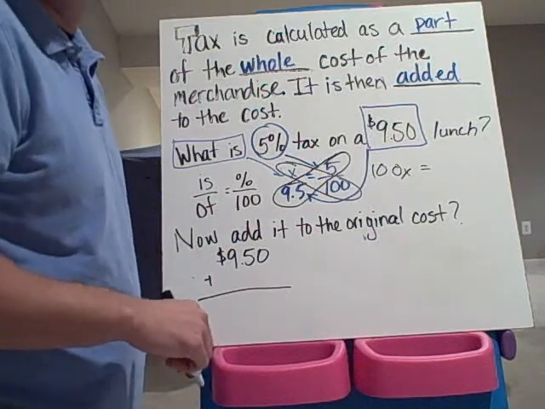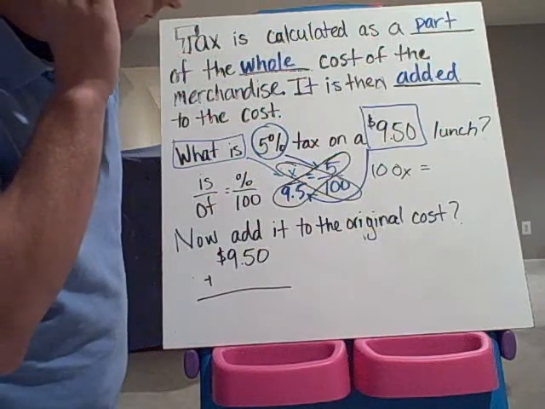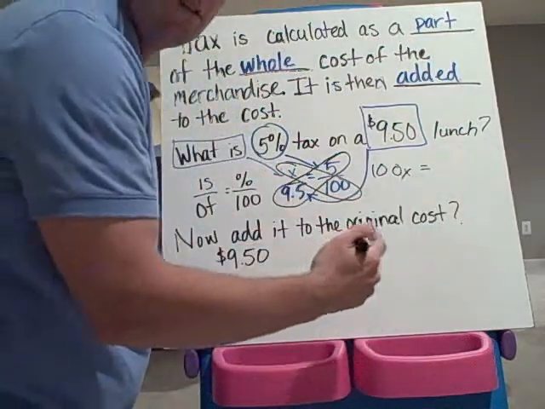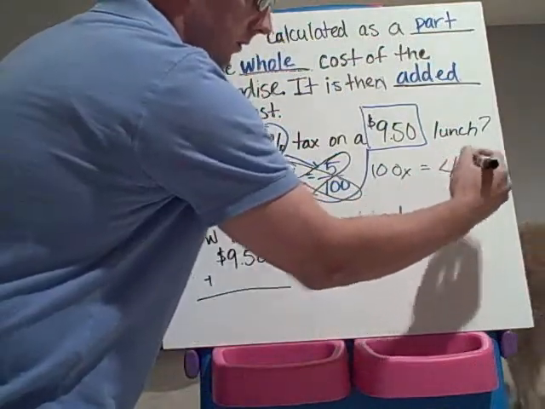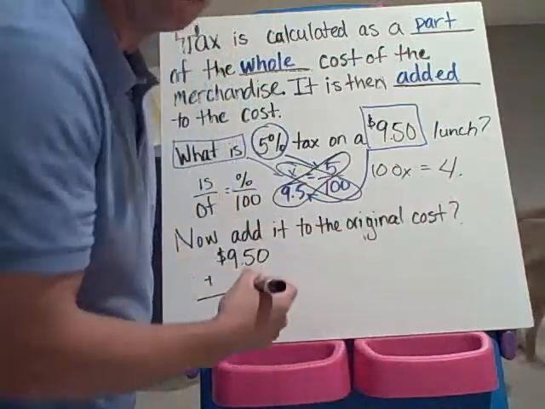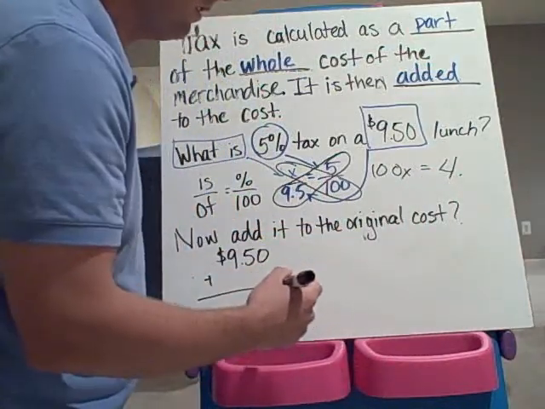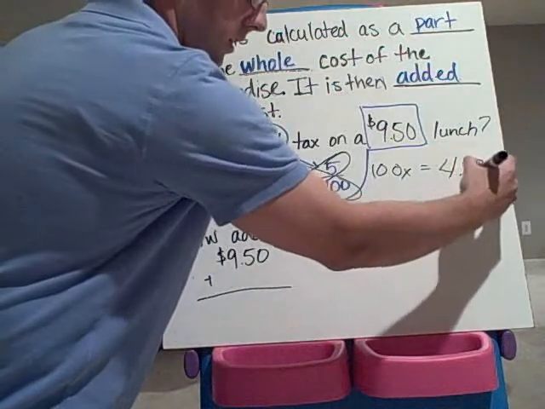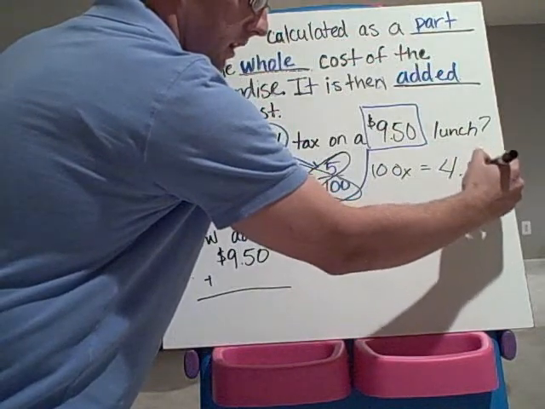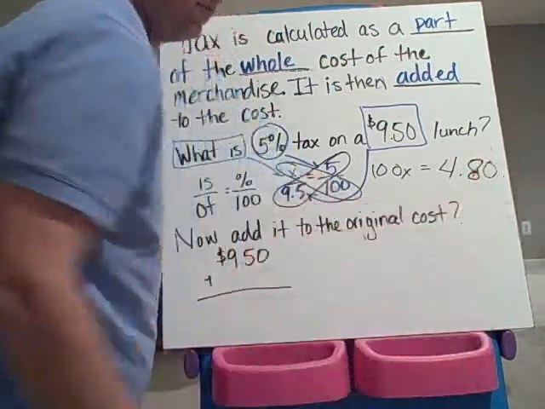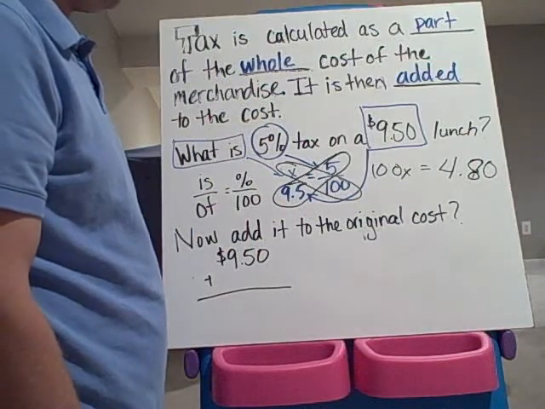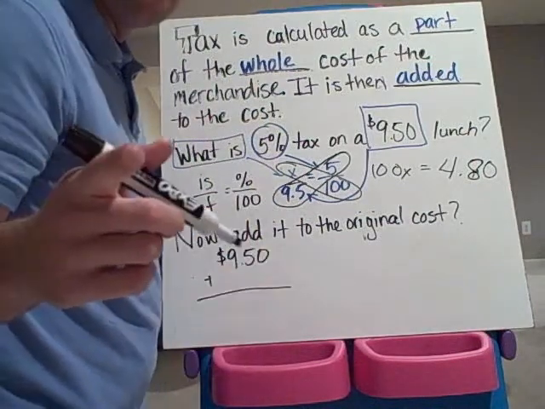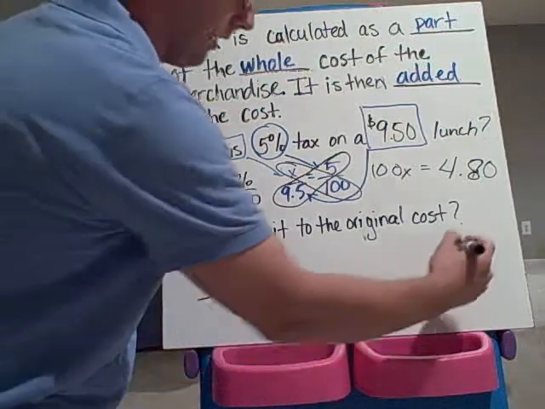What is it? Oh, 4 point, what'd you say? 4.7 what? 70? 80? When in doubt, what do we do? You got to write it out. When in doubt, write it out.